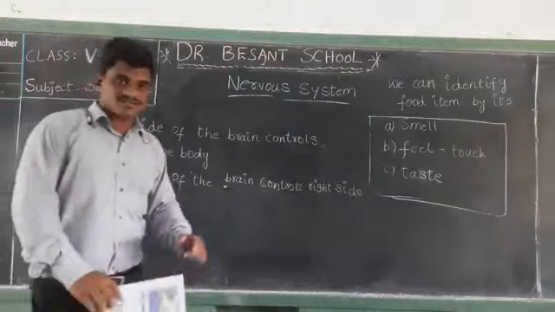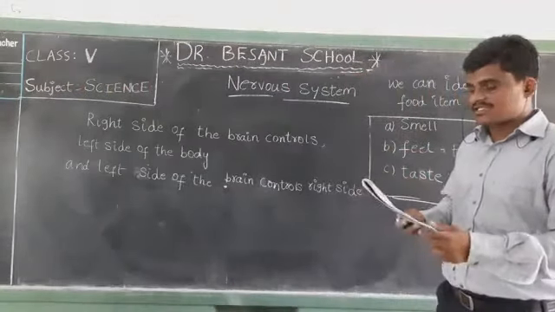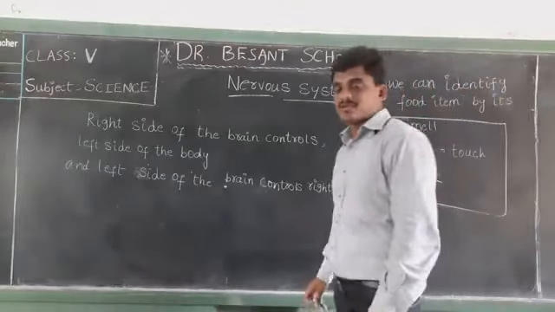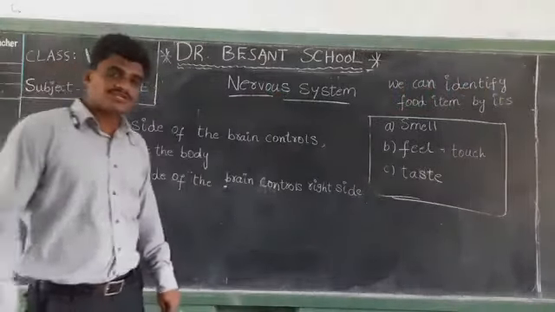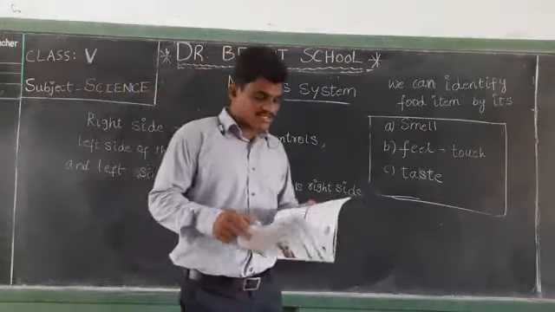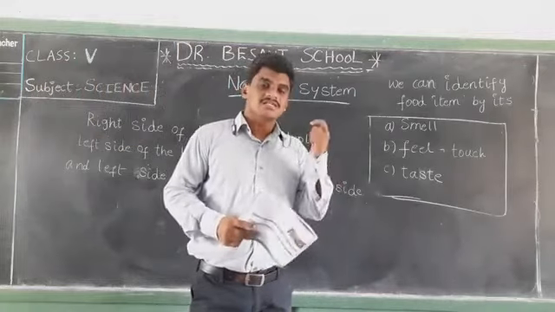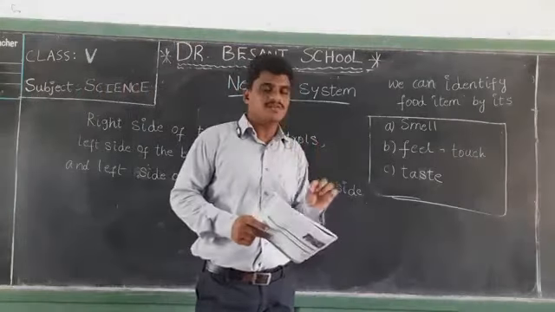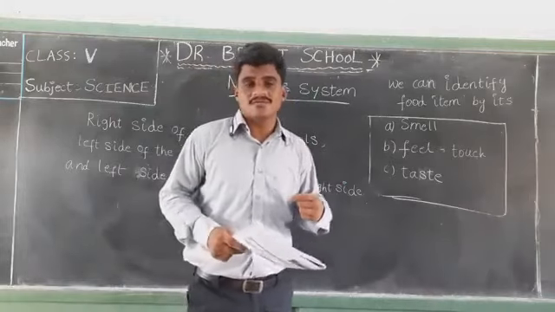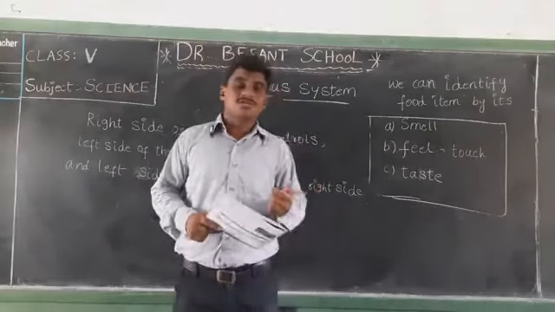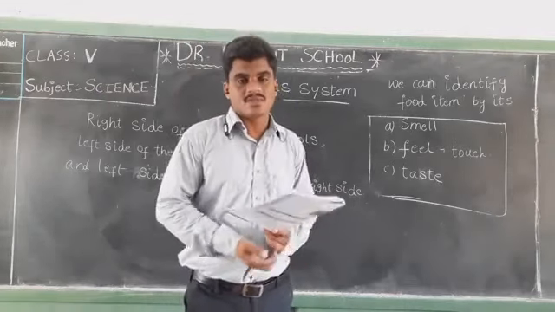Now, your lesson teaching part is completed. Now, I'm going to read the lesson. Children, listen, take out your textbook. I'm going to read the textbook line by line, word by word clearly, so follow what I'm reading. By this, you can know how to pronounce a particular word.